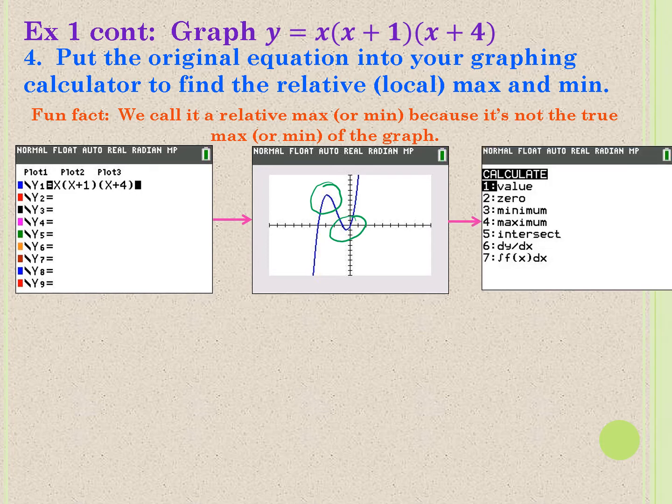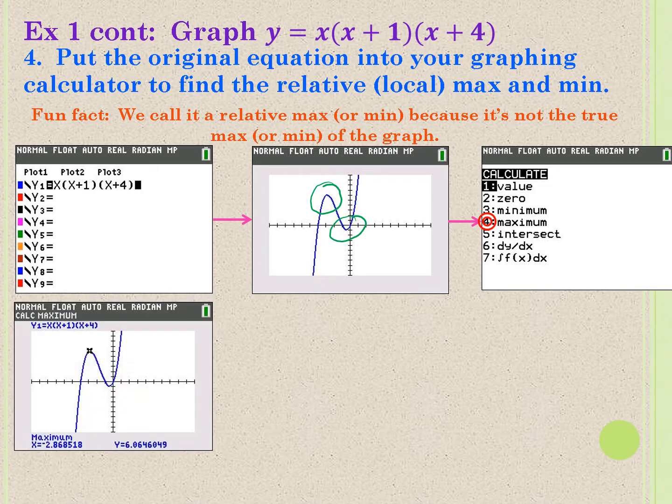So the next step is I am going to go to second trace. Second trace is going to give me the calculate feature. Now, does it matter if you find the relative max or the relative min first? The answer is no, it does not. But I'm going to start with the maximum because, left to right, the maximum occurs first. So you're going to pick option 4.